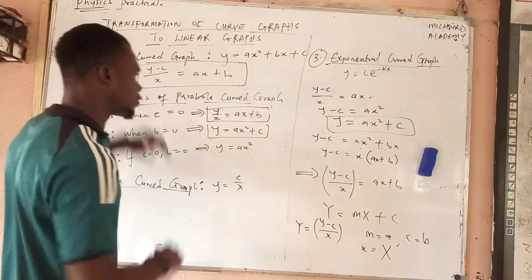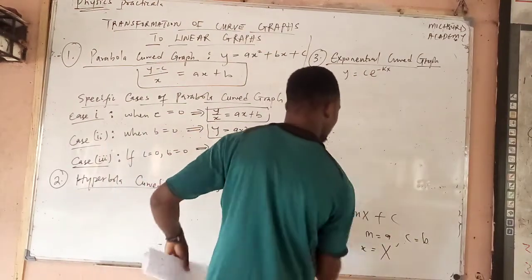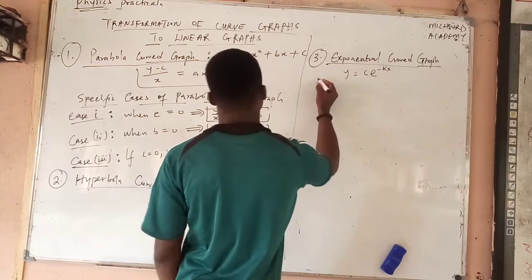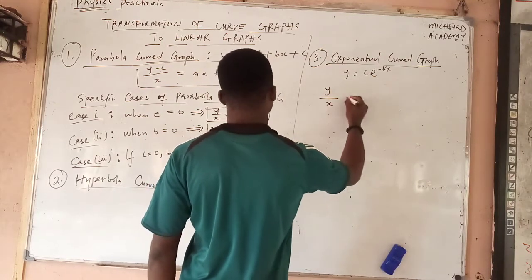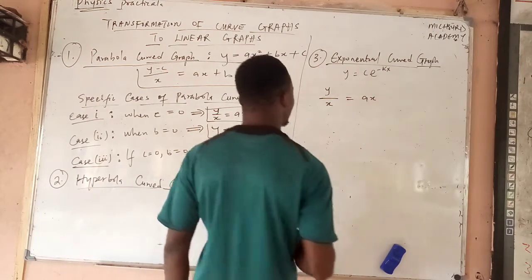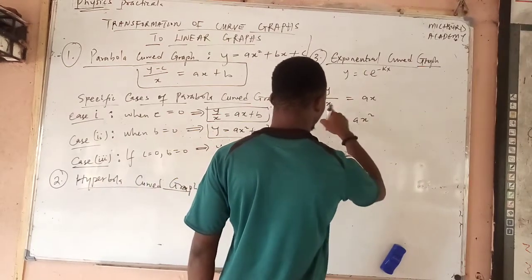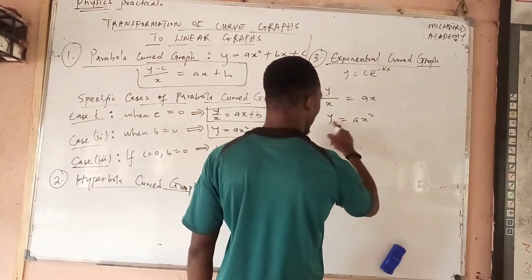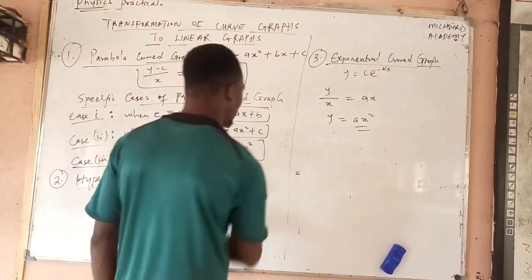So what we are going to have now is that our c is equal to 0, so we don't need to write it again. We have x, then ax, and also our b is equal to 0, so we leave it there. Then you see that this will be y is equal to ax squared. When you cross multiply, you have y is equal to ax squared. So the equation will now be in this form.